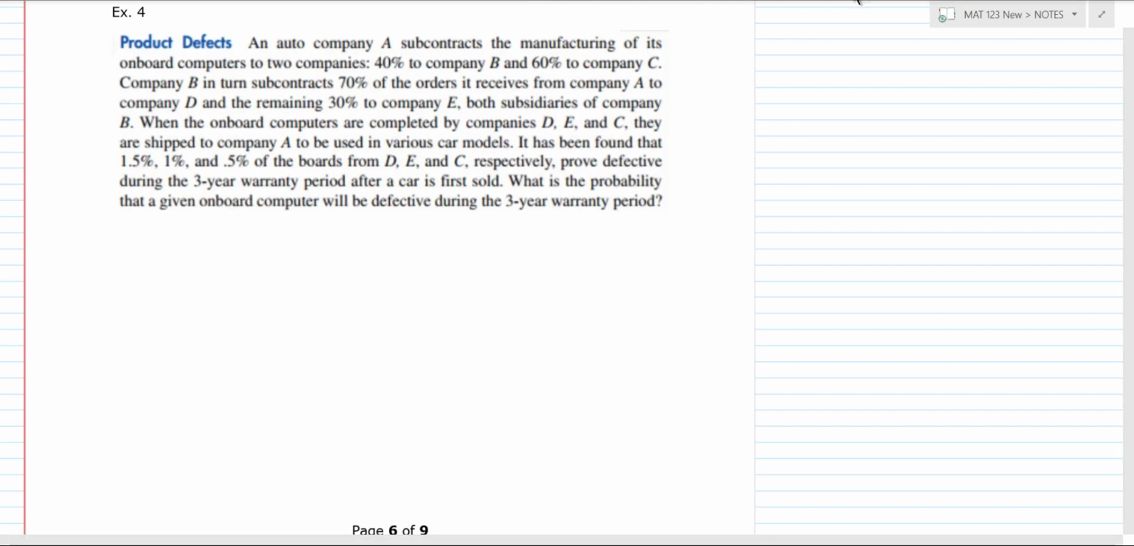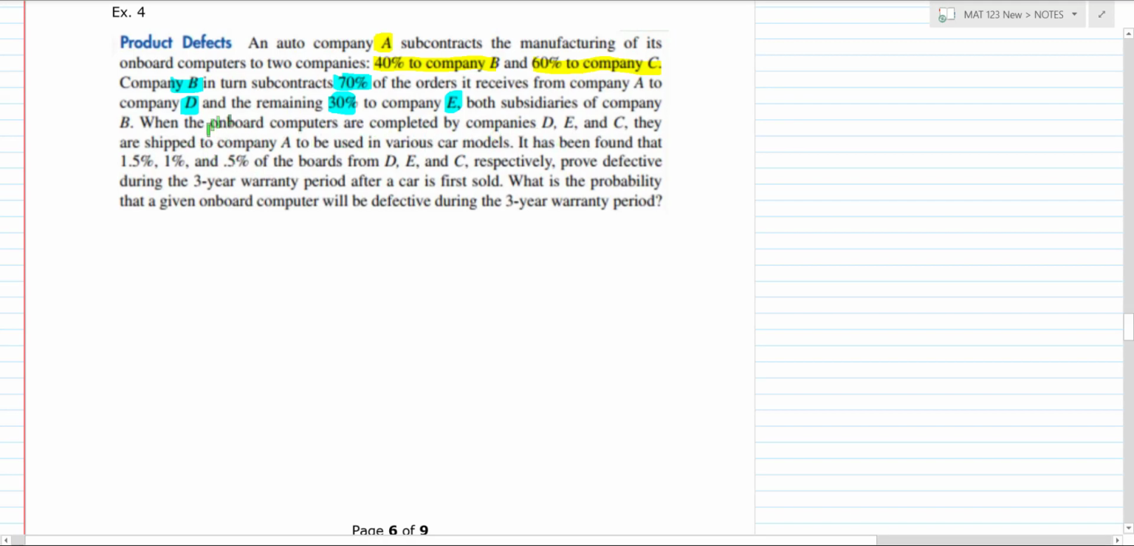So let's see. To begin with, let me just read this. So it says an auto company A subcontracts the manufacturing of its onboard computers to 2 companies. 40% go to B, 60% go to C. I'm just going to pause right there because that's a key piece of information. I'm going to try to color code this. Then it says company B turns around and subcontracts 70% of its orders to company D and the remaining 30% to company E.